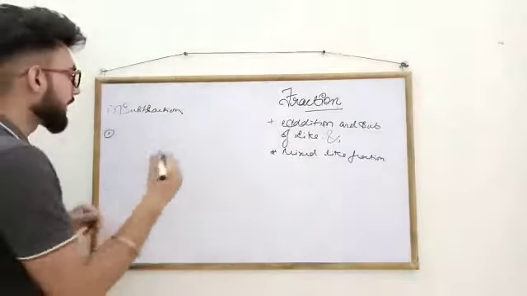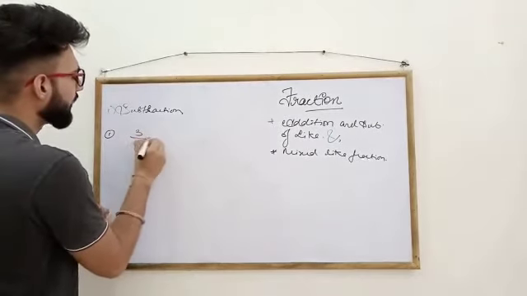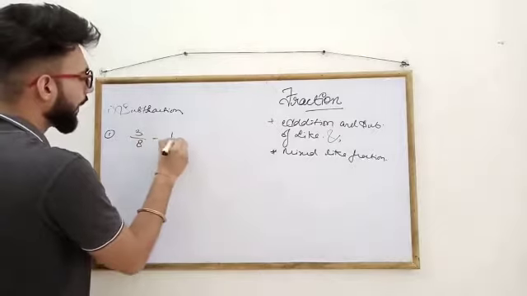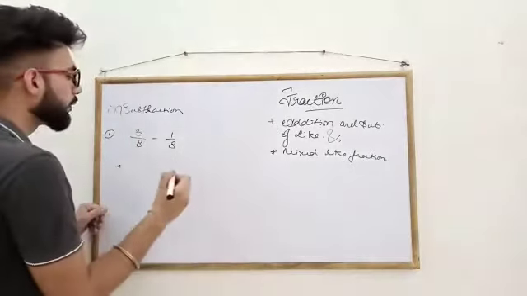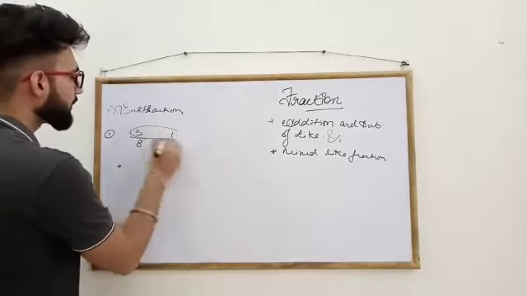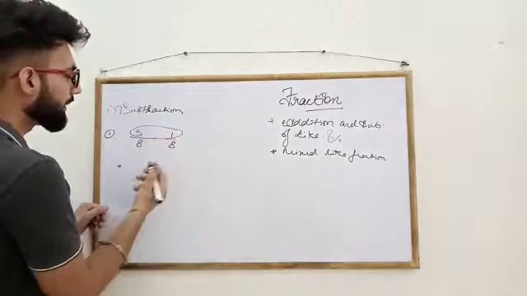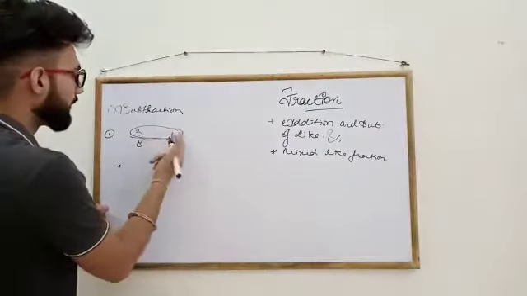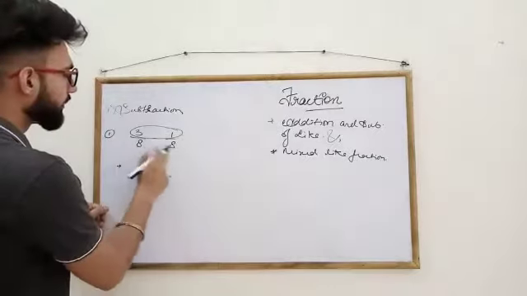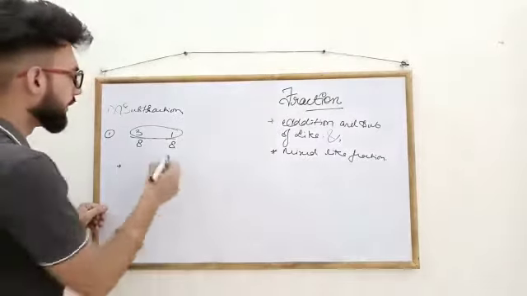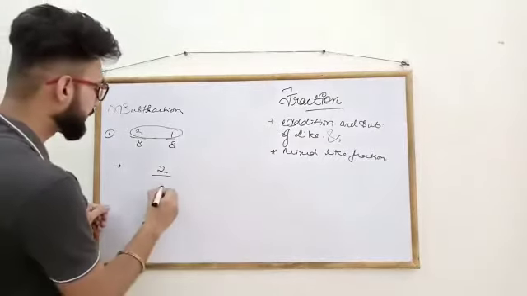So let's begin. Let's take an example as 3 by 8 minus 1 by 8. The first step is the numerators: we need to subtract the numerators like normal subtraction. 3 minus 1 would be 2 upon the denominator, which would be the same. The denominator of these two numbers would be the denominator of the result, that is 8.